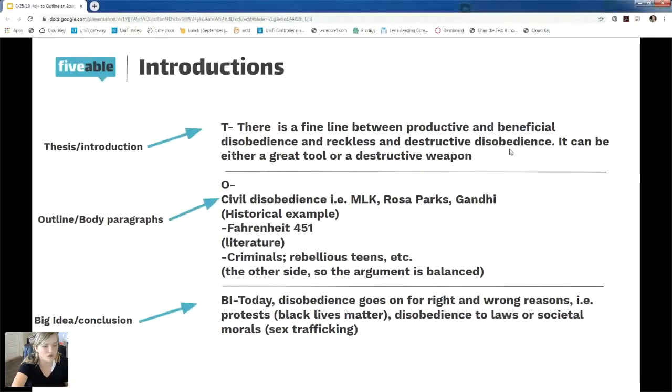And then I can also argue the other side and qualify my statement by bringing up the problem with criminals and rebellious teens and stuff like that. So the argument is more balanced.